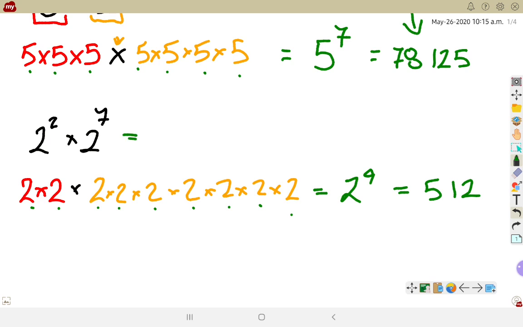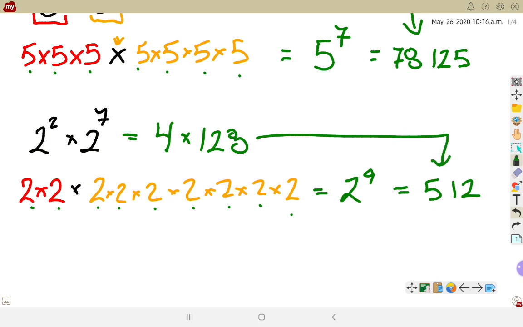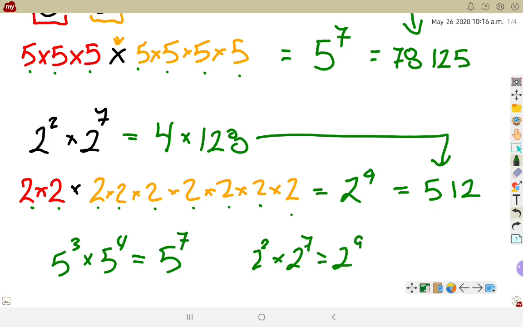And that's the same thing if I went 2 squared and I got 4, and then 2 with an exponent of 7, which would have given me 128. And if I go 4 times 128, I still get 512. So these things are equal to one another, right? So I had 5 exponent 3 times 5 exponent 4 gave me 5 exponent 7, and I had 2 exponent 2 times 2 with an exponent of 7, and that gave me 2 with an exponent of 9.